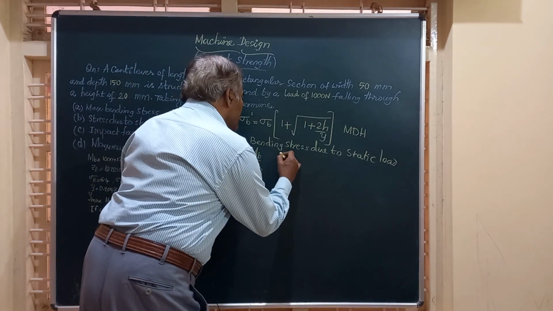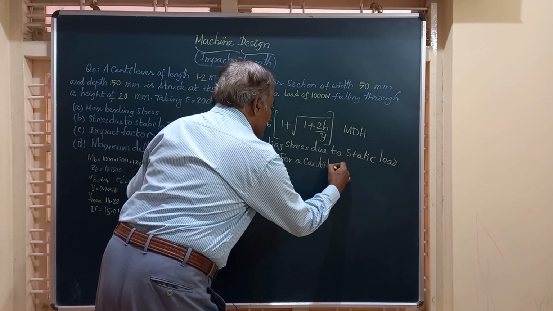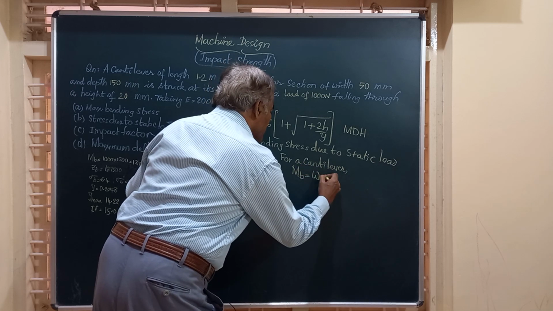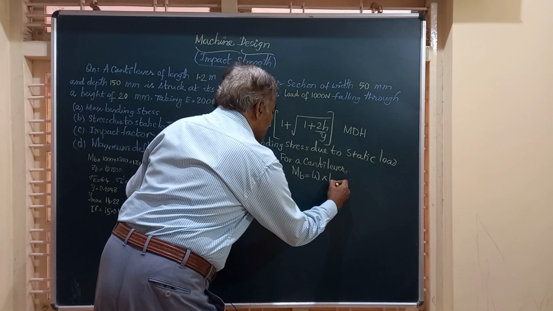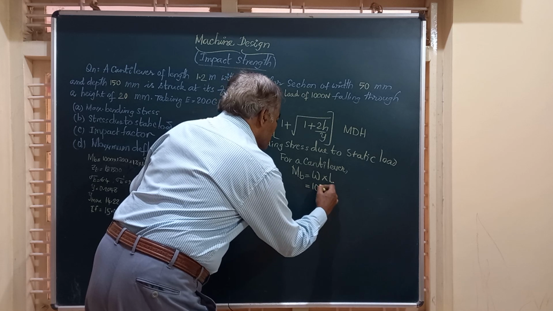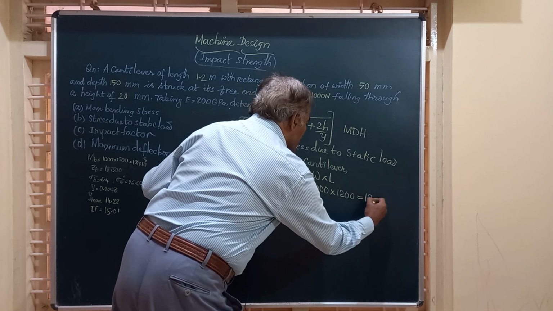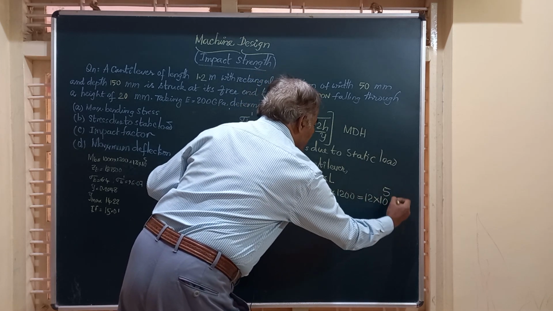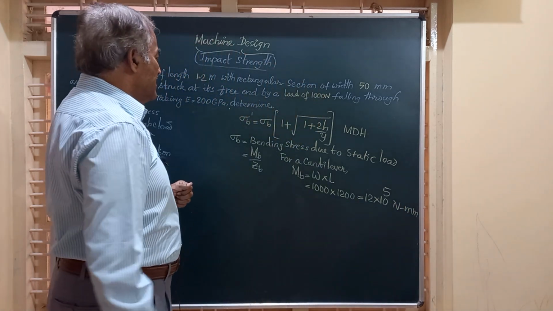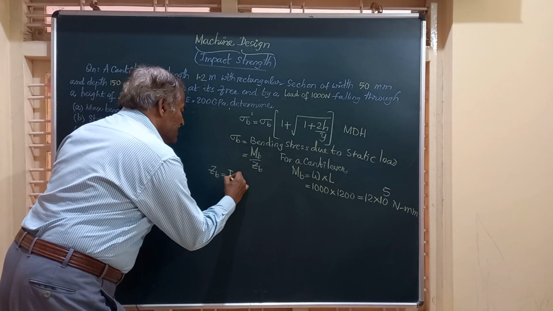And here for a cantilever beam, MB is equal to W into L, the load acting here at the free end of the beam into length. This load is given to be 1000 and the length of the beam is 1200. So this works out to 12 into 10 to the power of 5 Newton mm is the value of MB. Then what is ZB? Friends, ZB is called the section modulus, that is I by C.